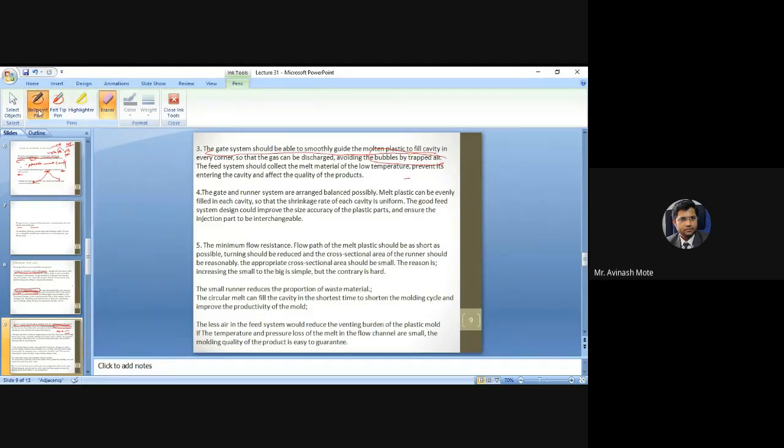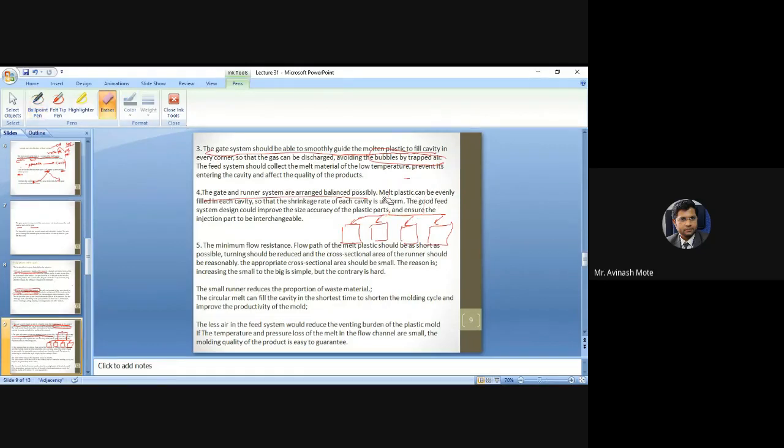This is entirely with respect to the gating and runner system. Gate and runner systems should be arranged in a balanced way, if possible. Balanced means what? 1, 2, 3, 4. Getting it? If there are many products you are manufacturing at a time, this is for one, this is for second, third, fourth. And you are filling all four runners with only one single passage. So there is a possibility that there will not be proper control over the flow of the material.